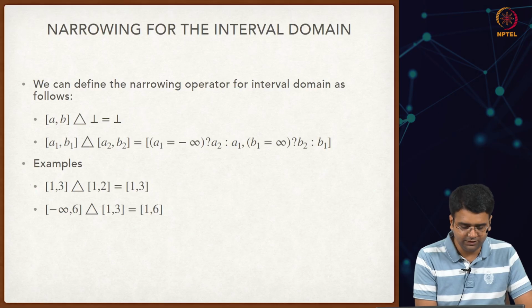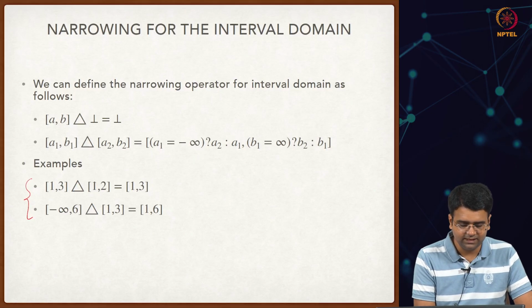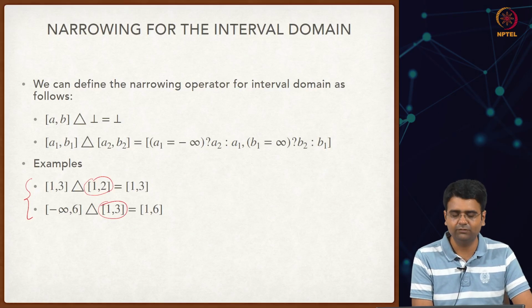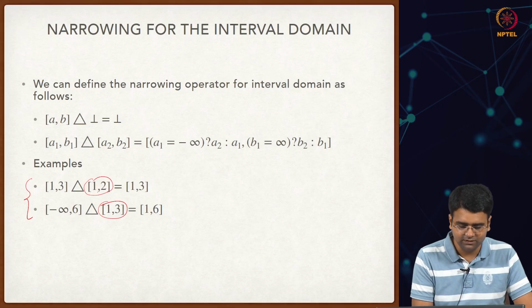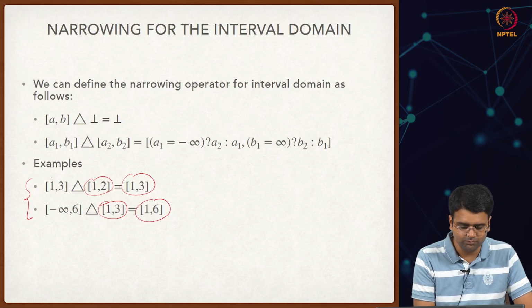Intuitively, if you look at these two examples, we applied this narrowing function on these two intervals. The one thing you should notice is that the second interval is always contained inside the first interval, in the sense that 1 2 is contained inside 1 3, and 1 3 is contained inside minus infinity 6. But when you apply the narrowing operator, it essentially computes a value, and this value also includes both of these intervals.